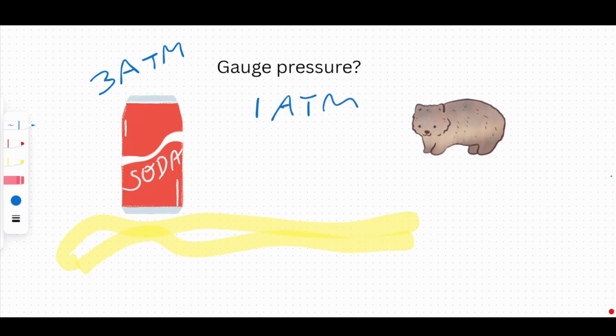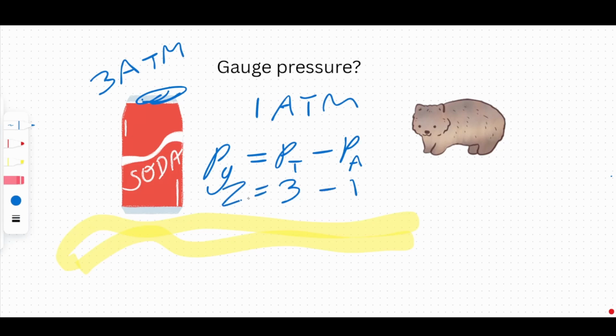In order to calculate the gauge pressure, we need to put it into our equation. We just said that the gauge pressure is equal to the pressure of the thing minus the atmospheric pressure. And so in this case, we have 3 atmospheres of pressure inside this can of soda, and 1 atmosphere outside. That's going to be equal to a gauge pressure of 2 atmospheres.